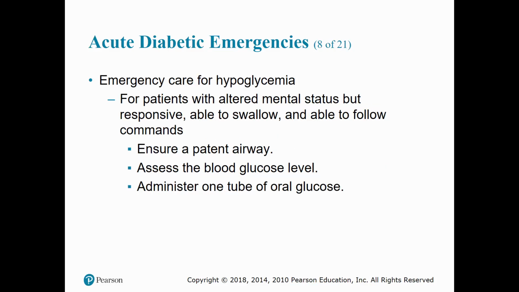For patients who may have altered mental status but they are responsive, able to swallow, and able to follow commands, we want to consider administration of oral glucose. First thing we want to do is make sure that we have a patent airway, and then administer the oral glucose, which is the medication of choice for the EMT in emergency medical care of the diabetic with altered mental status. Be sure to continuously reassess their condition for improvement or deterioration, and pay close attention to their airway and breathing because you are putting a gel in their mouth for them to swallow.